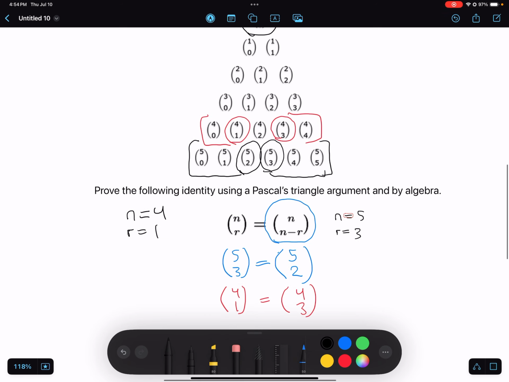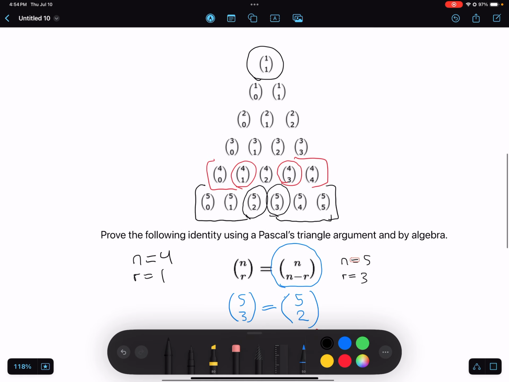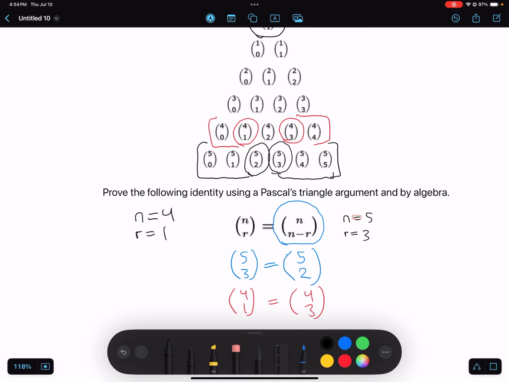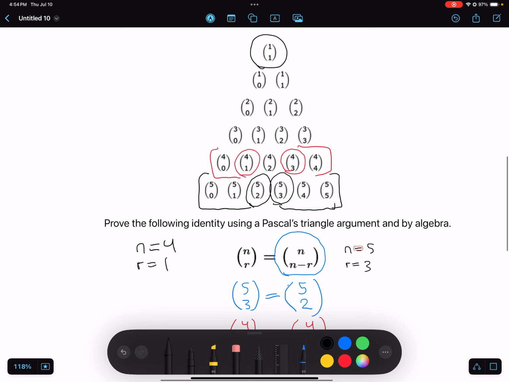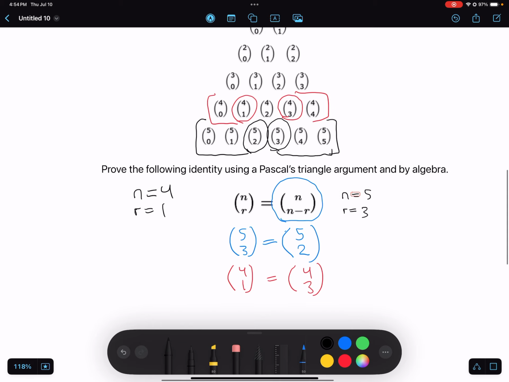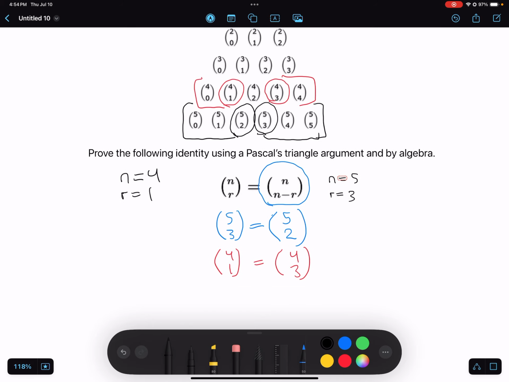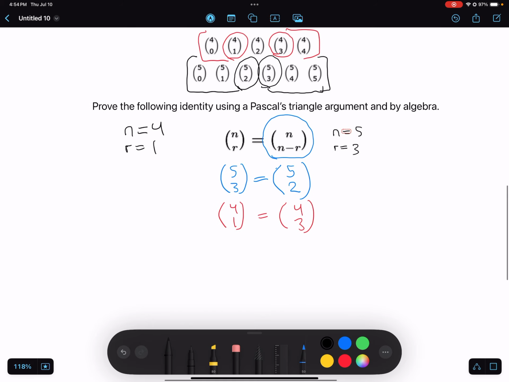And since it's always going to be like that for any values for n and r, that's why this identity is true, because these are always going to be mirrors of each other in each row of the triangle. Okay, so that was proving the identity using a Pascal's triangle argument.